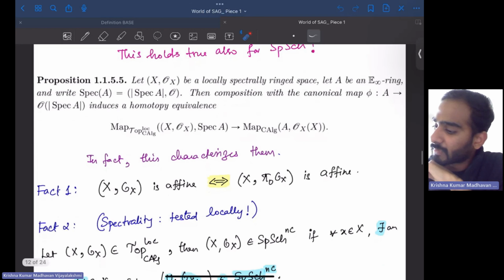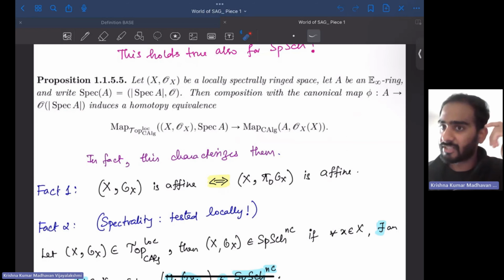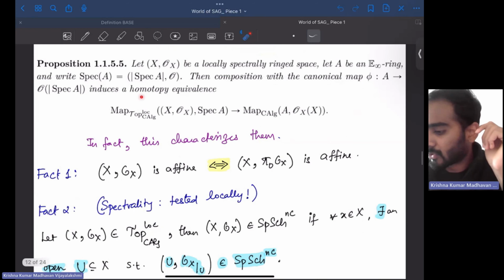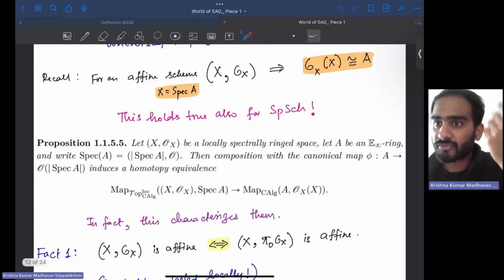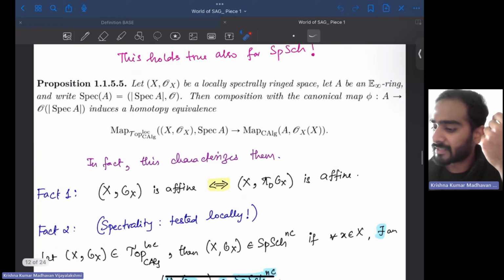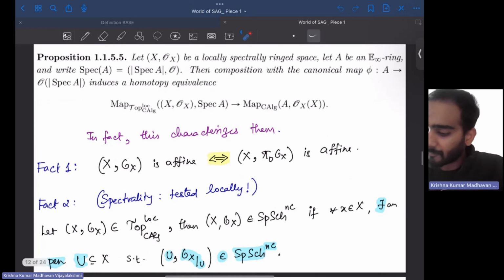So if you have a locally ringed space, and A is an E-infinity ring, and this is the spectrum defined in this way, then the composition with the canonical element, where A is the base ring, and mod of this is the underlying topological space, and O of this means the structure sheaf with respect to the E-infinity structure, right? So this induces a homotopy equivalence. So here we would have an isomorphism of rings, but here it's just a homotopy equivalence. So there is homotopy data that comes into play here.